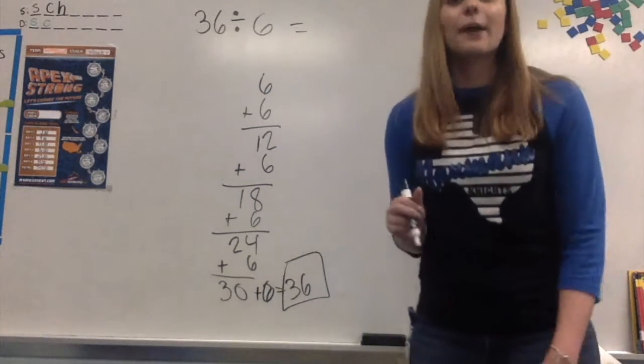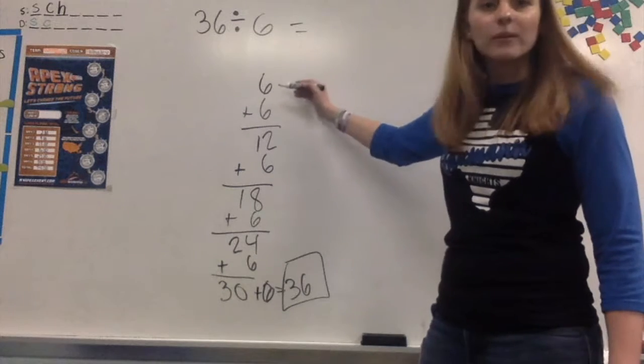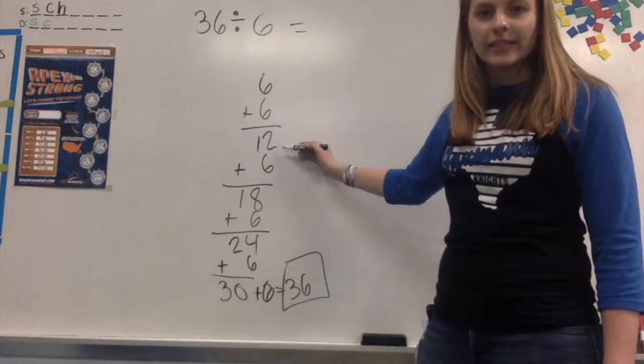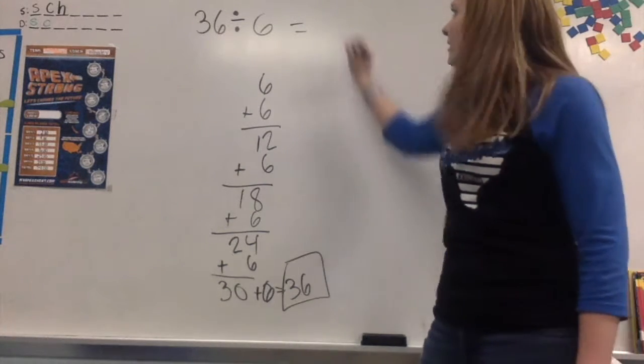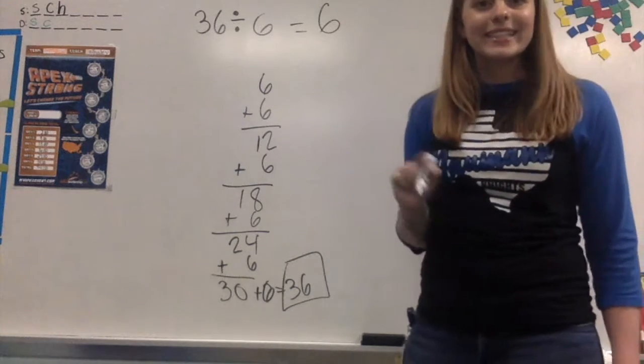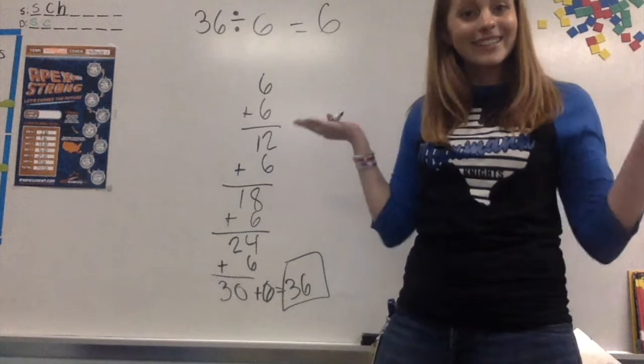We made it. Now we just need to figure out how many 6's we needed. So let's count. 1, 2, 3, 4, 5, 6. I needed 6 6's to get to 36. So 36 divided by 6 is 6.